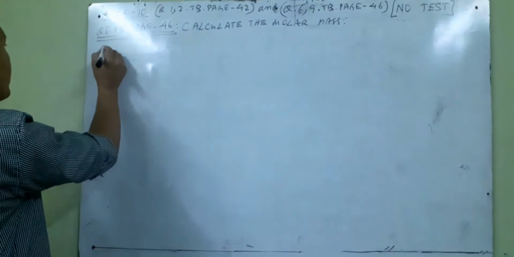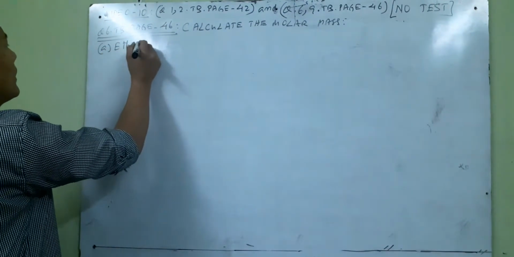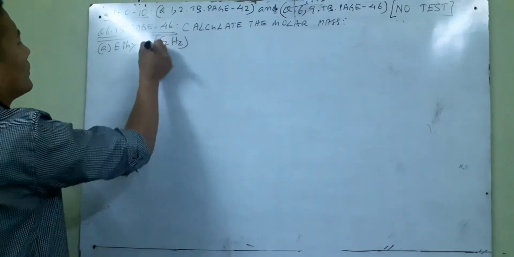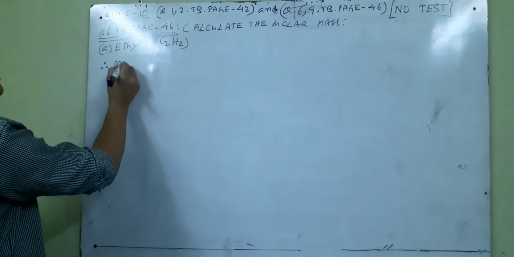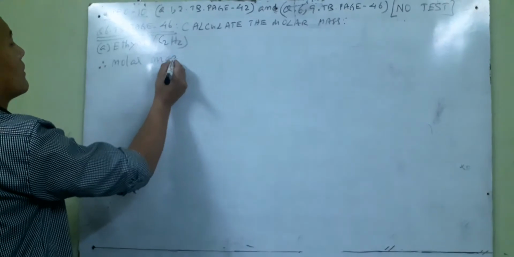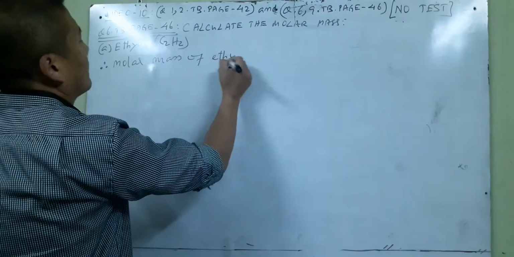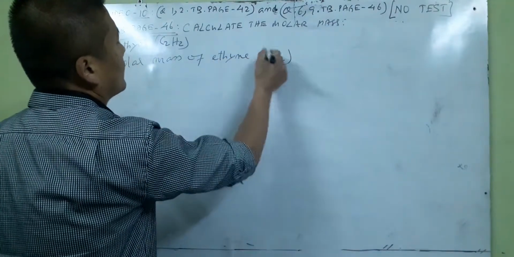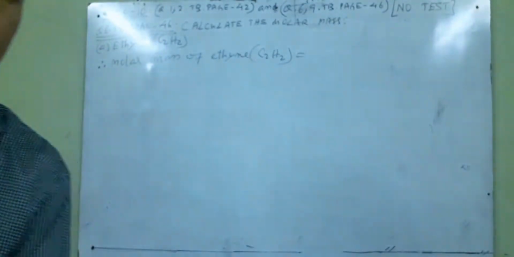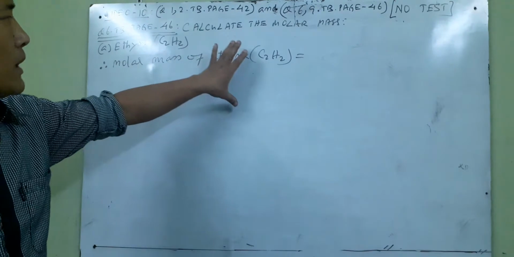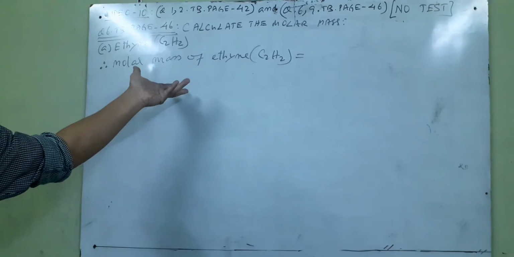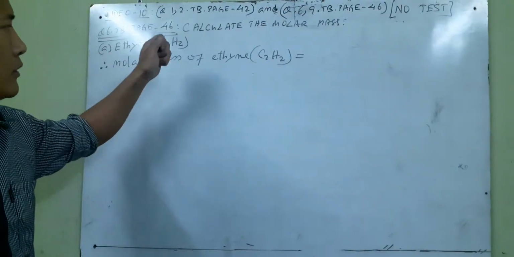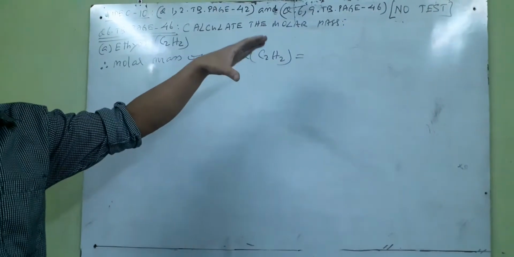Number A, they have written ethyne, C2H2. Now, therefore, molar mass of ethyne, C2H2. Molar mass means gram atomic mass or gram molecular mass. If it's a molecule, gram molecular mass. If it is an atom, gram atomic mass. And both of these together are called molar mass. So we have to express it in grams, that means.